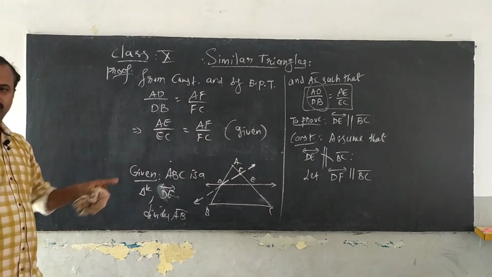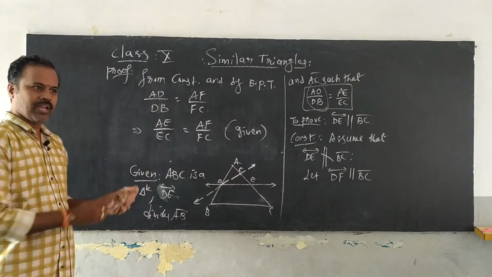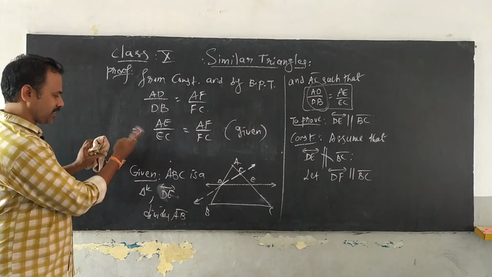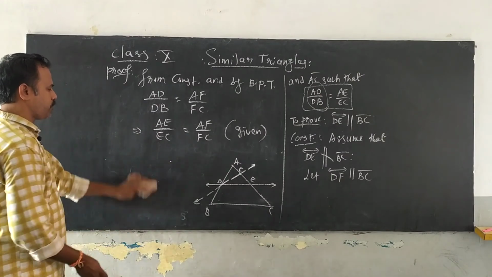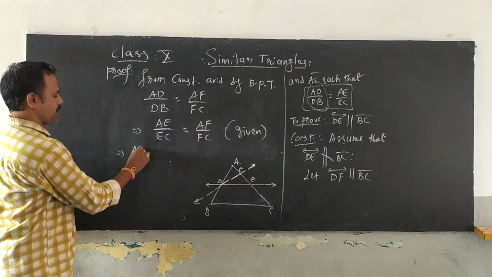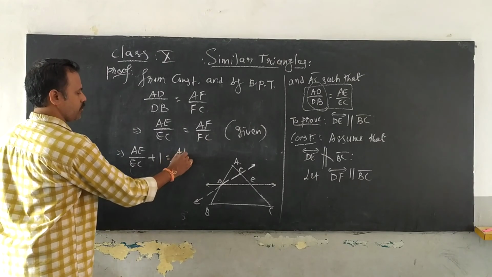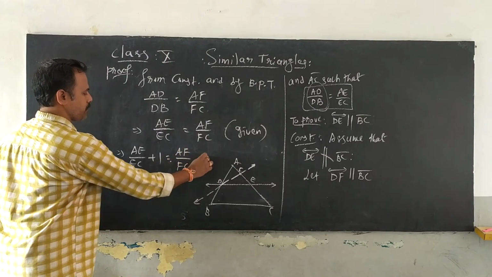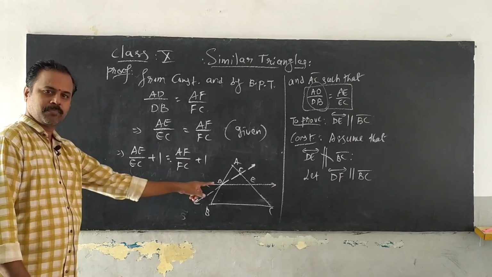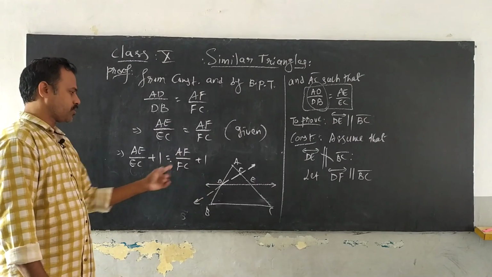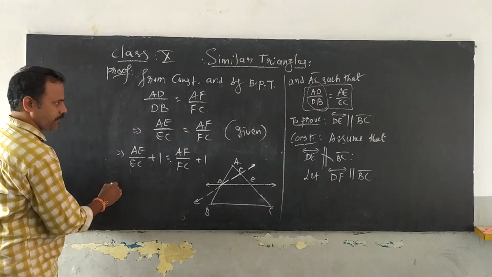Now here you are equal. AE by EC is equal to AF by FC. We have them on the same side, but nothing is equal there. So I want to make that one equal. I add 1 on both sides. So AE by EC plus 1 is equal to AF by FC plus 1. We know that if you add or subtract or multiply or divide the same number on both sides, the equation does not change. So now I am going to take the LCM.